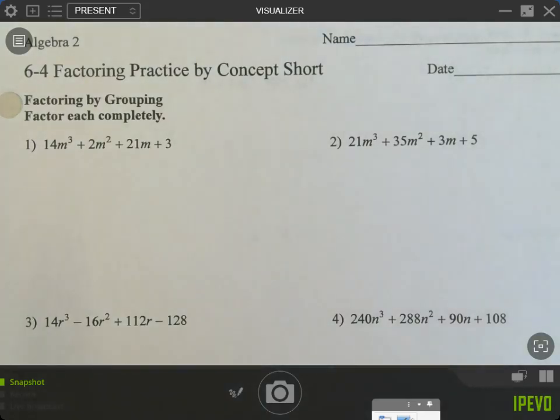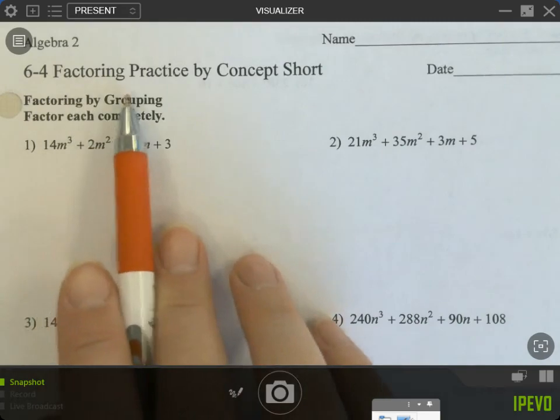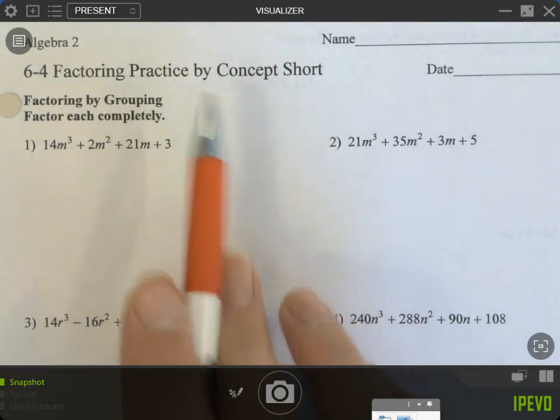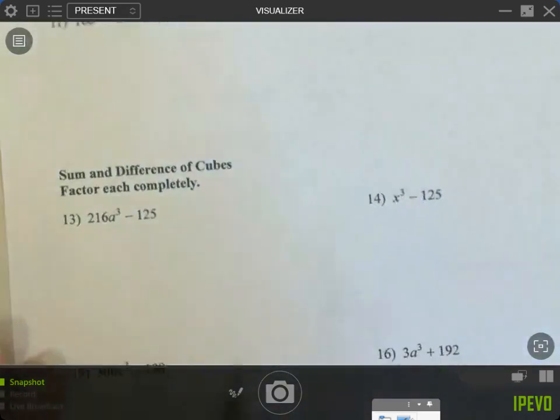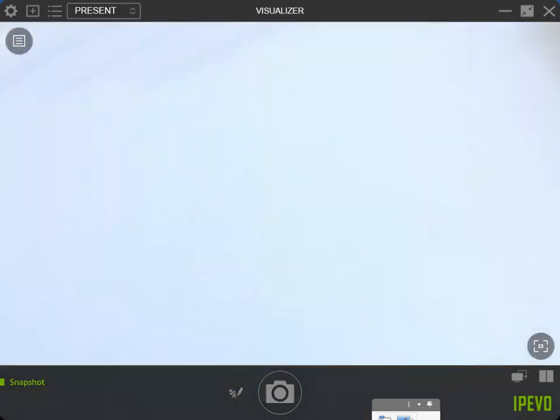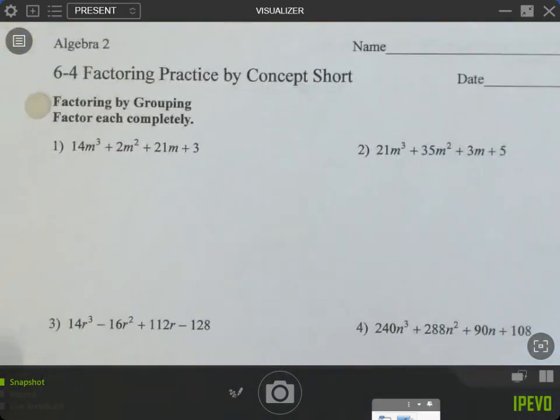All right, I wanted to jump on and go over one of each type of problem, and this is a review from all the factoring we did back in chapter 5. So 6.4 factoring practice by concept. In 6.4 we have a new concept to learn, and that new concept is finding the sum or difference of cubes. But other than that, the other things that we're doing is a review of old factoring.